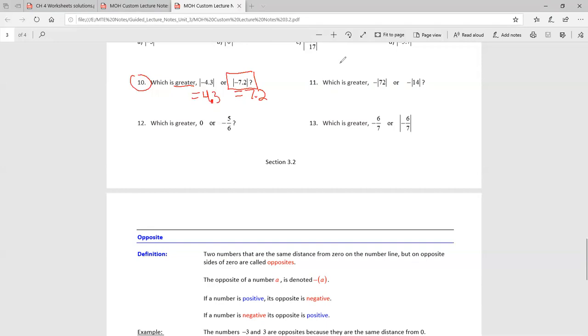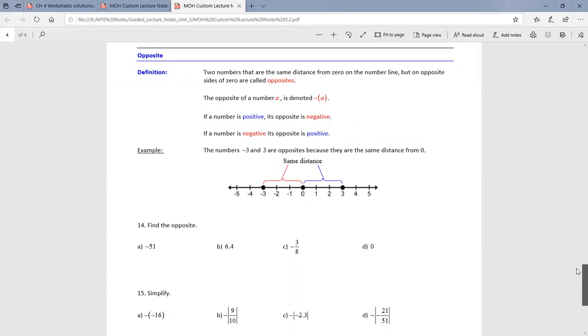Now let's get into the opposite of a number. Opposite kind of feels like absolute value. And that's because an opposite of a number means to change its sign. Opposite means to change the sign.